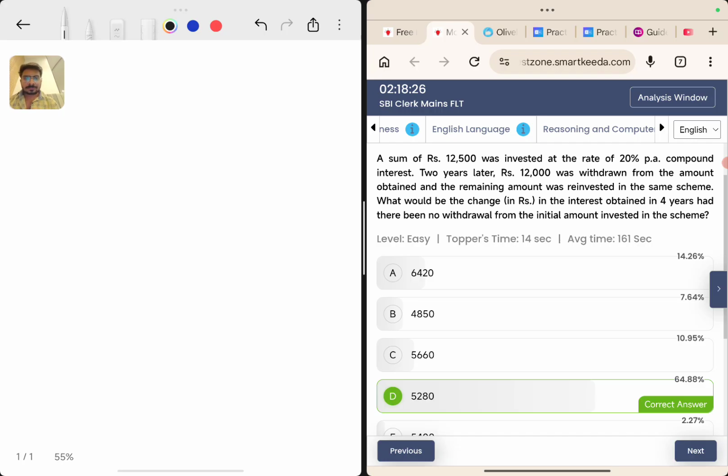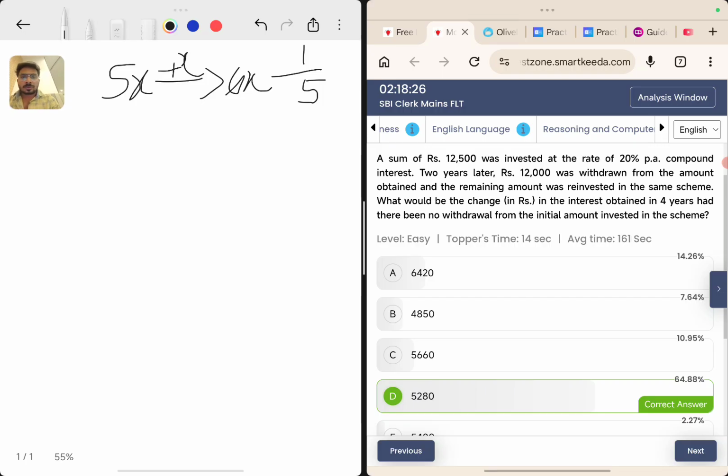So let's get started. A sum of 12,500 was invested at the rate of 20% per annum. So 20% means what is the fraction? 1 by 5. If I invest 5x rupees, for every year it will increase by plus x, it will become 6x. It will become 6x amount for every year.